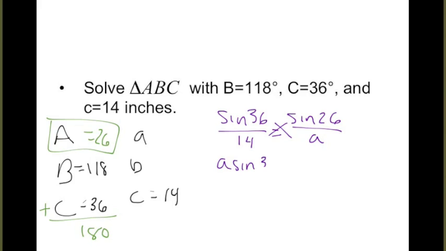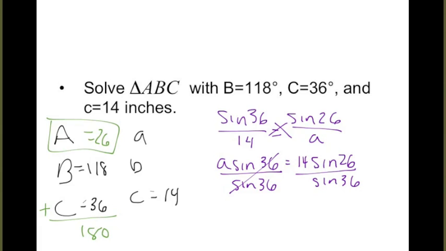Cross multiply, so I get a sine 36 and 14 sine 26. And divide. So then we type 14 sine 26 divided by sine 36 in the calculator. Again, making sure that when you type it in, after you type in one of those angles, you close the parentheses that your calculator opens up for you. So make sure after 26 you close it off, and then again after 36 that you close it off. And we get about 10.4.